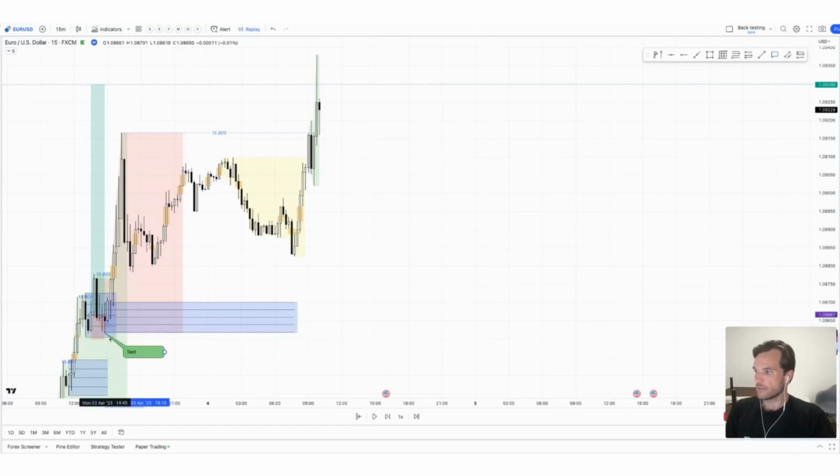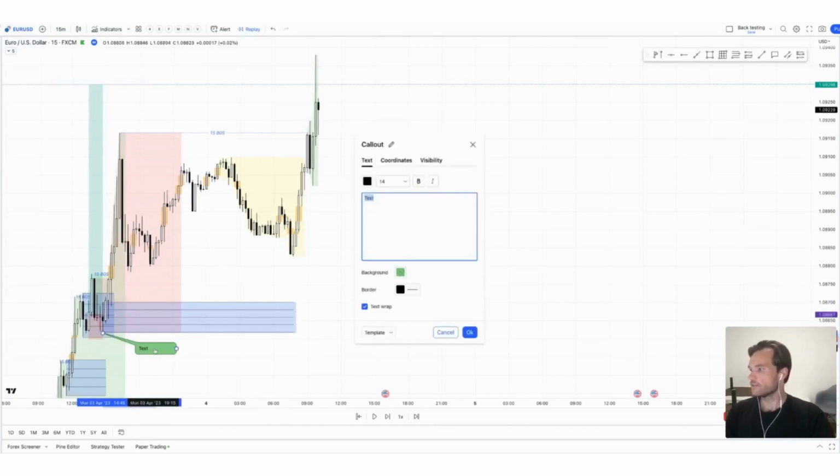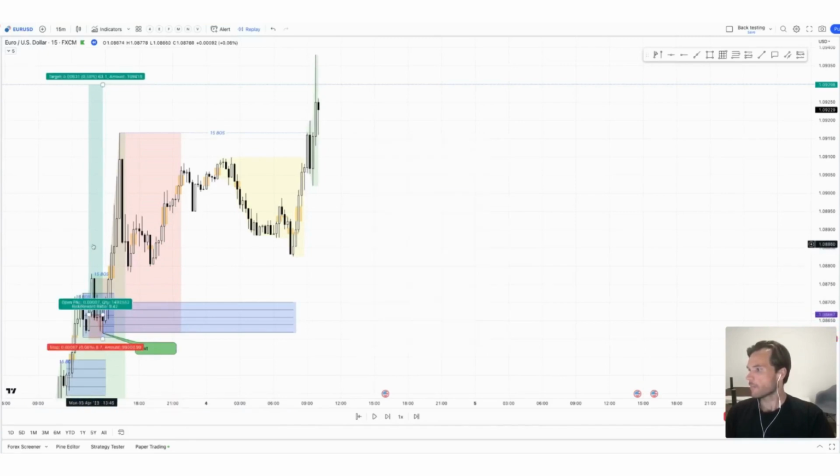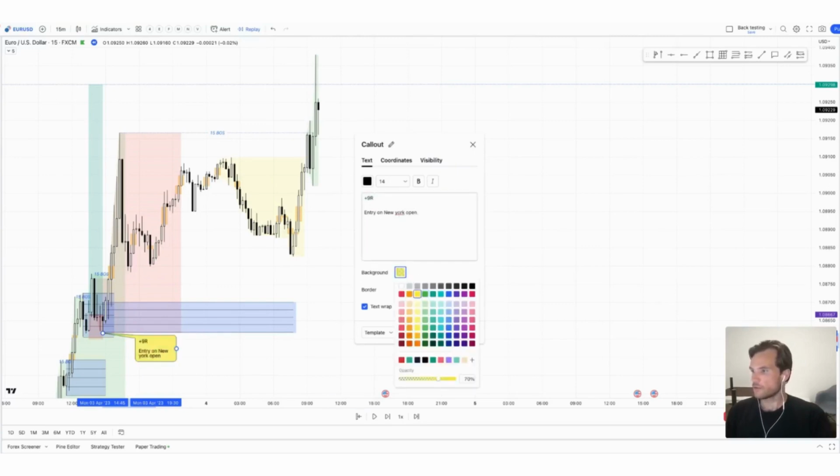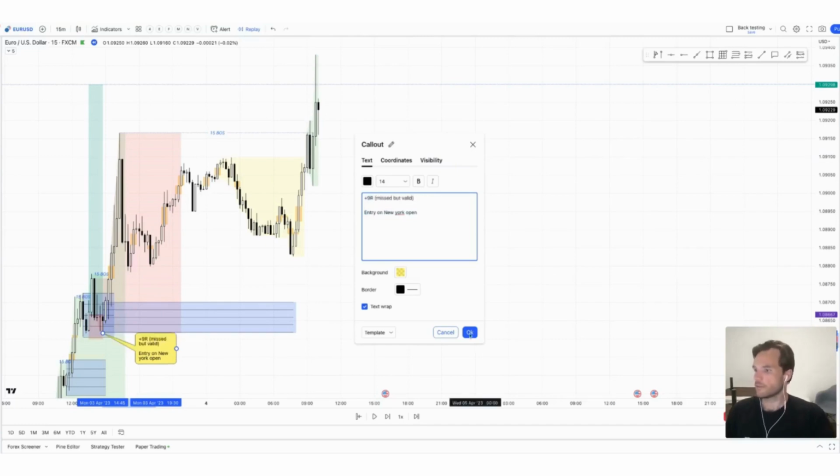Sometimes you do get these biases in your head when you've seen it happen over time. Potentially I could have just given an extra pip or two for it, as it was still a breaker structure. But otherwise it still did play out, so we will note it down. So what was it? A 9R. 9R entry on New York Open. I'll put that in orange, a yellow. Missed but valid, we'll say.